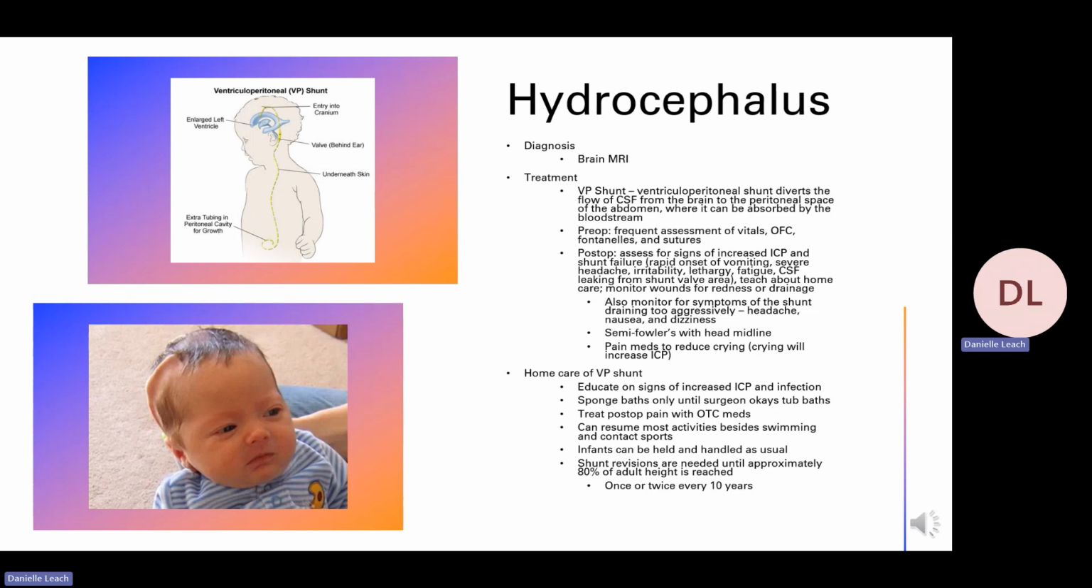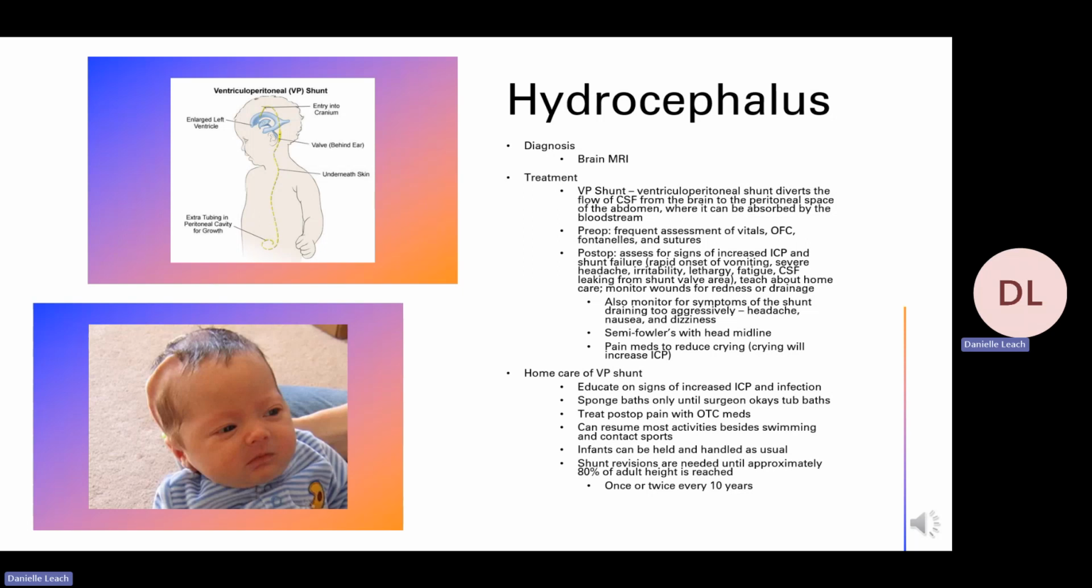We want to teach the parents about any home care and what to look out for. So again, we can teach them to look out for these increased ICP symptoms. We can teach them to look out for the shunt leaking. We can, of course, teach them to monitor any wounds from the surgery for redness and drainage. We also want to monitor for symptoms of the shunt draining too aggressively. So the baby could also have a headache then. They could also have nausea and dizziness. So it's basically like too much CSF is draining out more than what we would want.